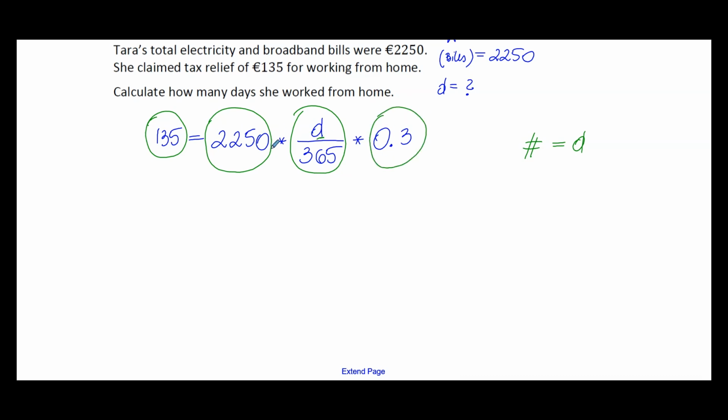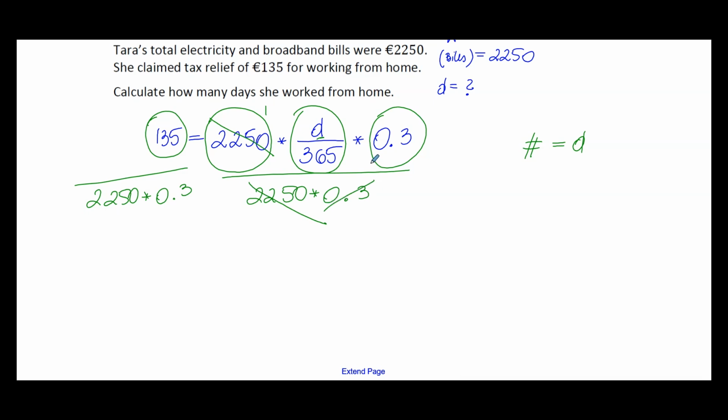So first thing, I'm saying, let's get rid of those two numbers here. It's multiplication. How do we get rid of multiplication? By dividing both sides of the equation. So we divide both sides by 2,250 multiplied by 0.3. That way, 2,250 divided by 2,250 is 1. 0.3 divided by 0.3 is 1. And 1 multiplied by our fraction will be our fraction. So on this side of the equation, I have 135 divided by 2,250 multiplied by 0.3. And then on the other side, I'm left with the fraction D divided by 365.